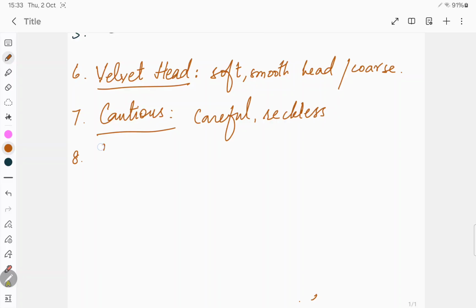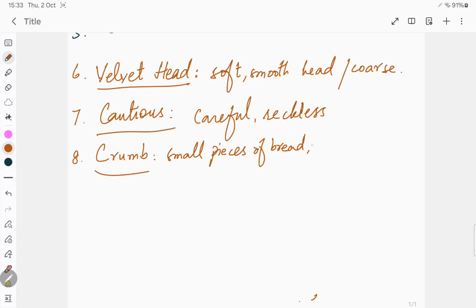The next word can be crumb. Crumb actually means, you must have heard this, bread crumbs normally we use. So that is the small pieces of bread. Normally when we are eating, you must have noticed that some part of the bread falls down, very small pieces. They are called the bread crumbs.